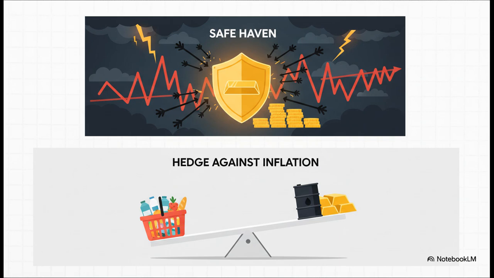So why would an investor even bother with commodities? Well, they usually play two really key strategic roles. When stock markets get shaky, investors often flock to assets like gold as a safe haven to protect their money. They can also act as a hedge against inflation, because think about it. As the cost of living goes up, so does the price of these basic raw materials.